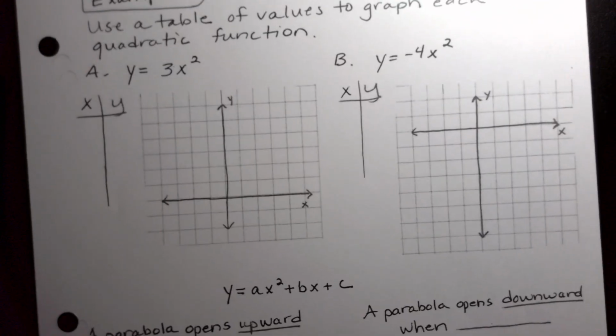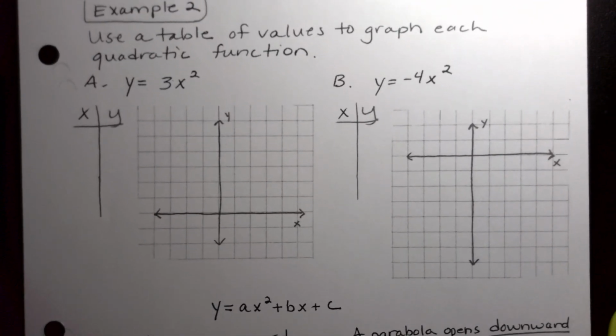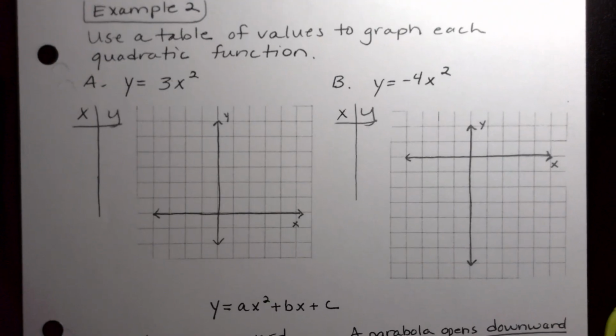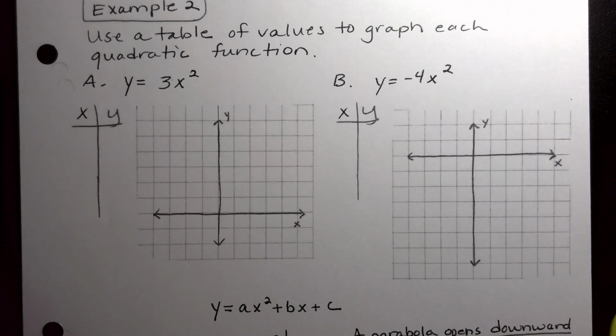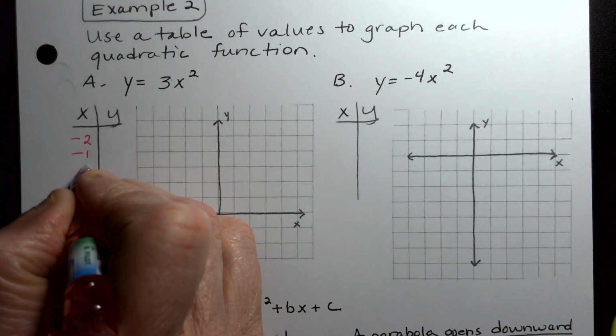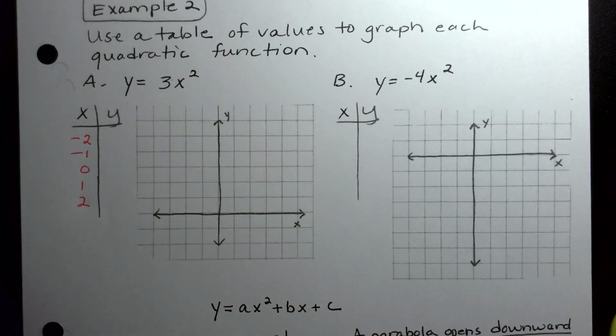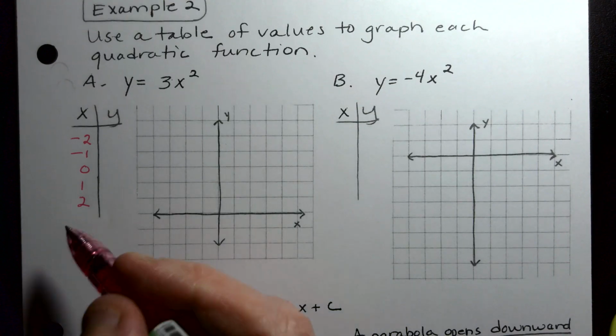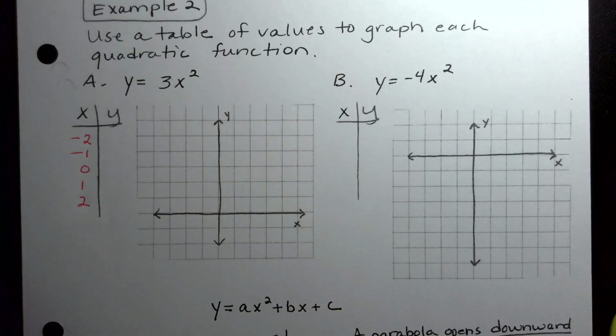All right, example 2 now. Let's see what the next task is. It's to use a table of values to graph each quadratic. So we're going to now graph. And this is where it becomes really important, because of that square, that we use 5 numbers, and we're going to want to use negatives. So in general, you start with those. And if you don't get the picture you know you should get, you can do more positives or more negatives.